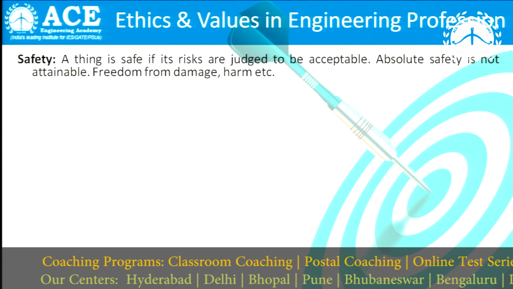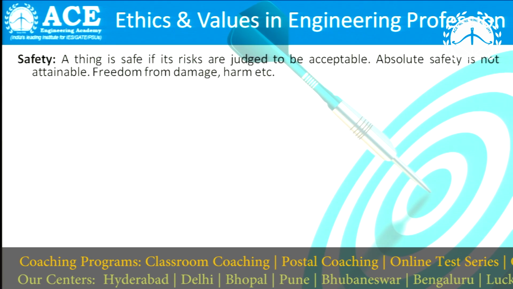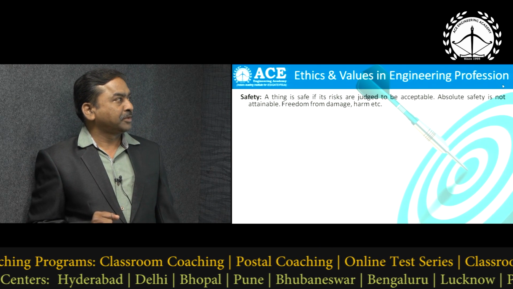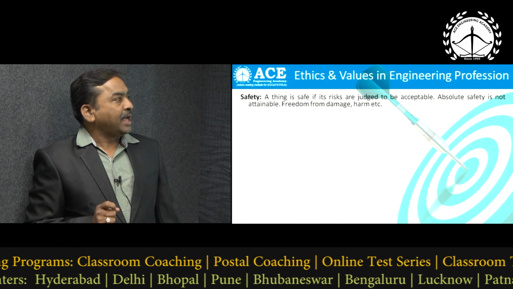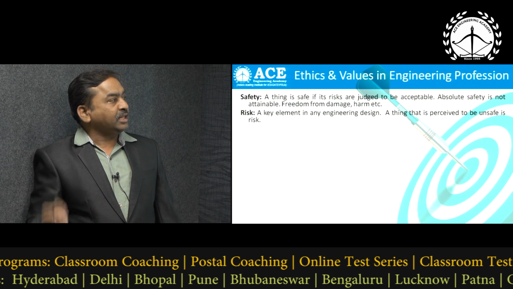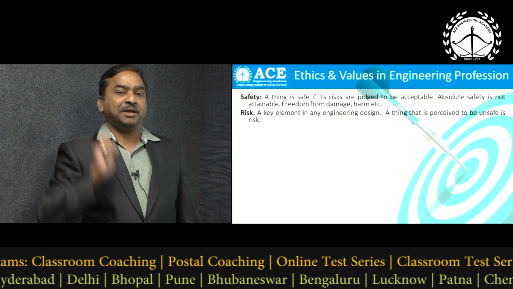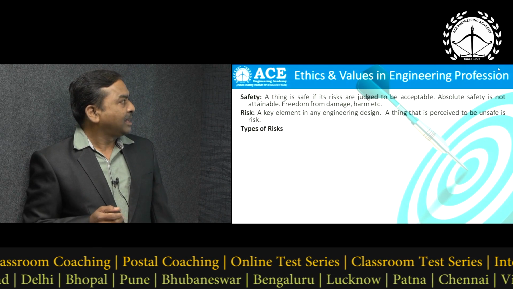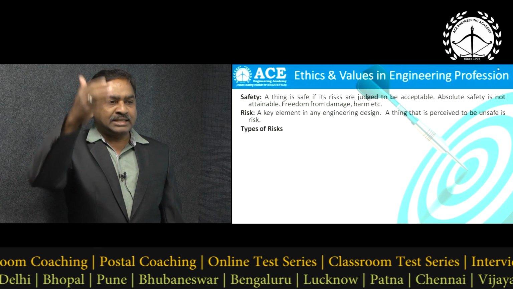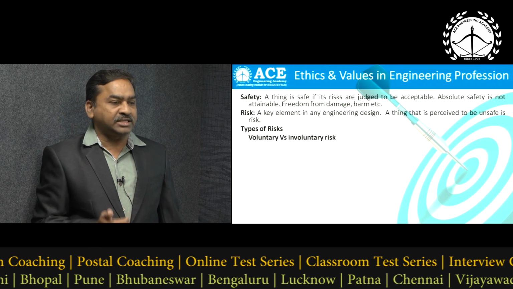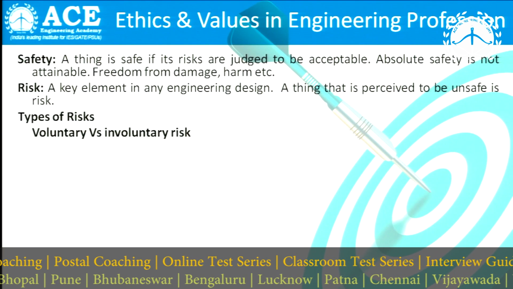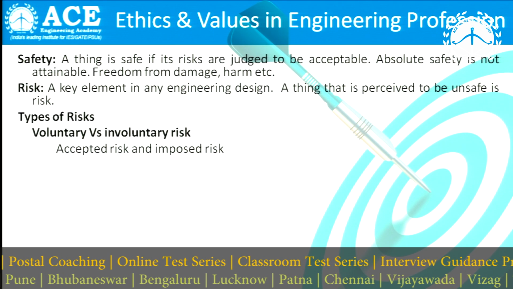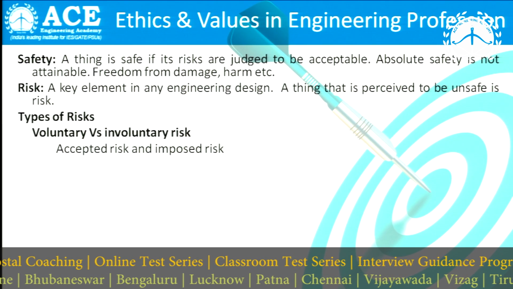We see the definition. A thing is safe if its risks are judged to be acceptable. There is no absolute safety here. I hope you understand that. What is risk now? A thing that is perceived to be unsafe is a risk. You see that these are dual to each other, converse to each other. Coming to the types of risks, various classifications, quickly we will see the nomenclature; the details can be done at a later time. Voluntary versus involuntary. Voluntary means you accept the risk. Involuntary means you are forced to take that risk.